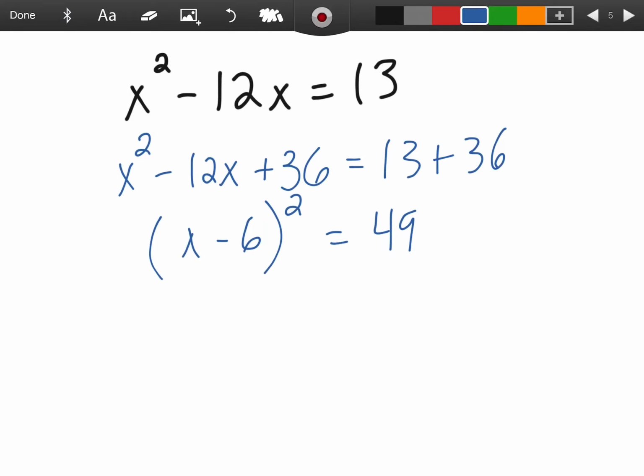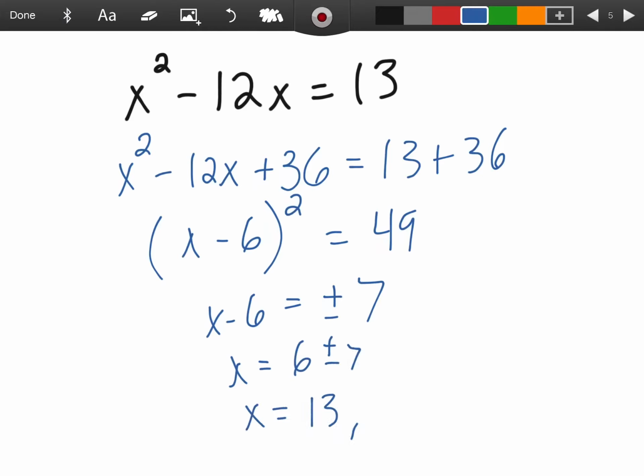And now I'll just extract square roots. So x minus 6 equals positive or negative square root of 49, which is 7. So x equals 6 plus or minus 7. 6 plus 7 gives me 13. 6 minus 7 gives me negative 1. So x equals 13 or negative 1.